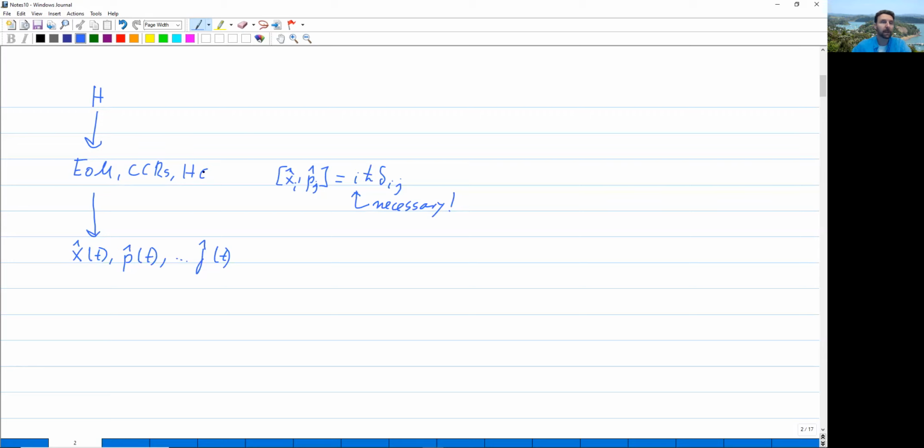We solved this problem to obtain x hat of t, p hat of t, etc. as linear map valued functions of time. Concretely, these linear maps were matrices, right? Matrices are linear maps, but generally there could be any linear map. Okay, and these linear maps act on vector spaces, right? That's what linear maps do.